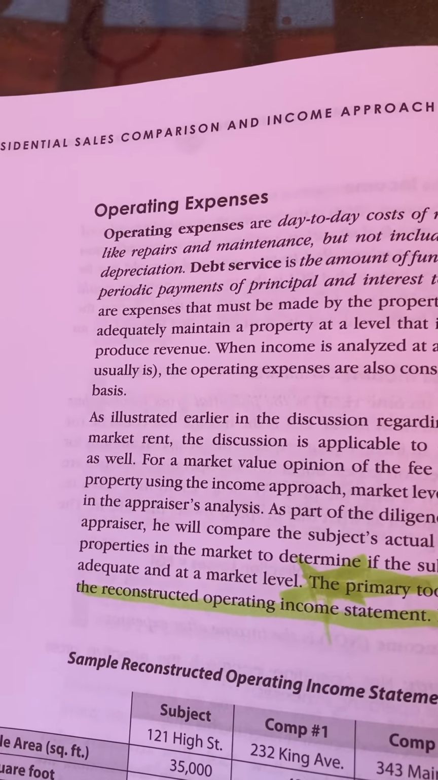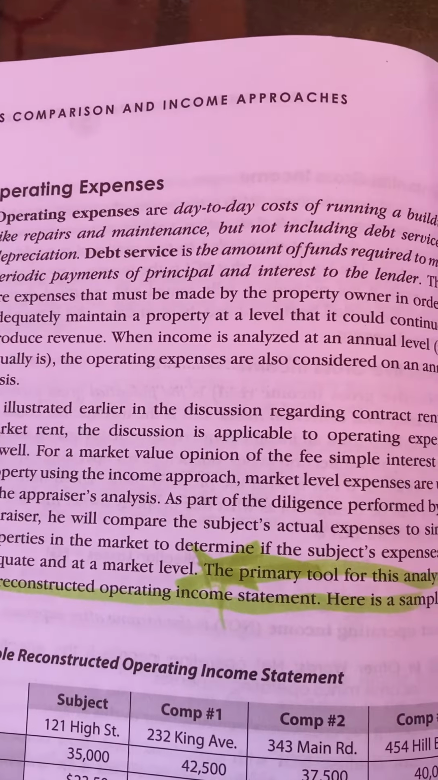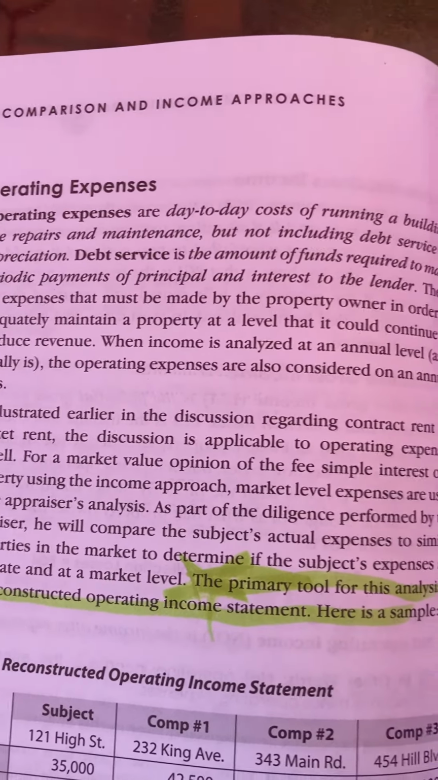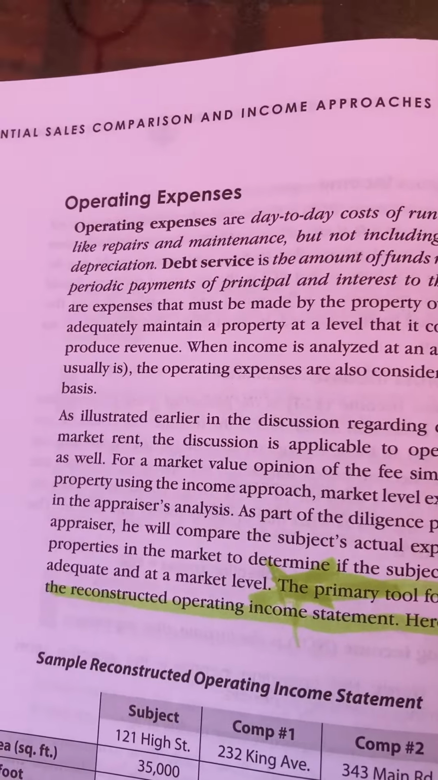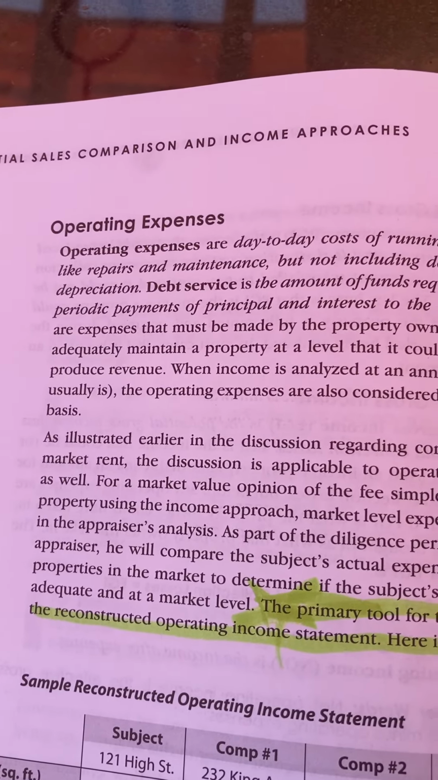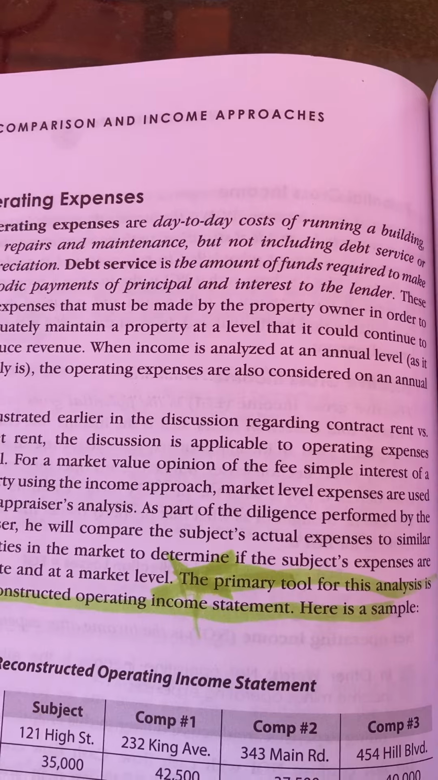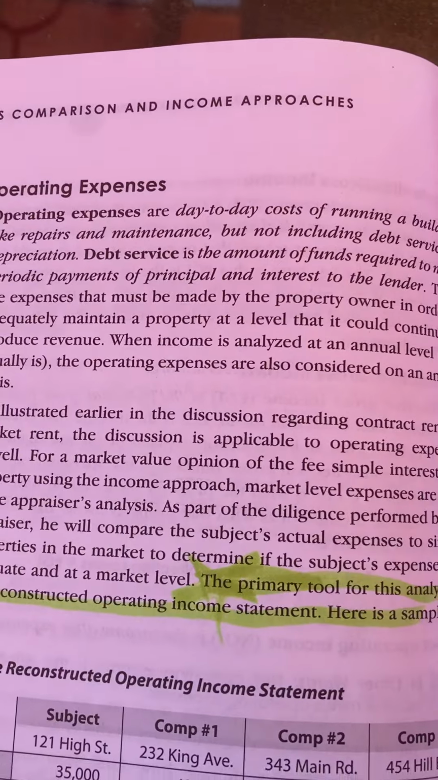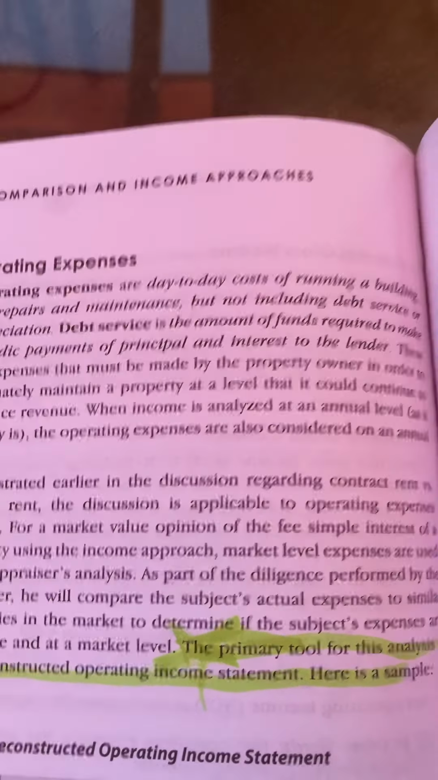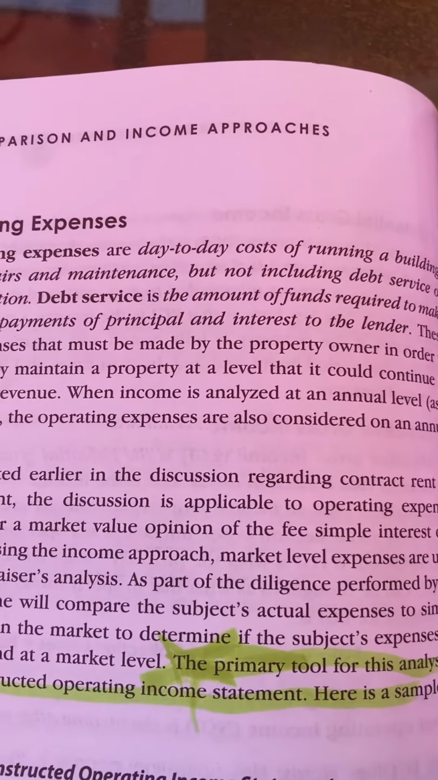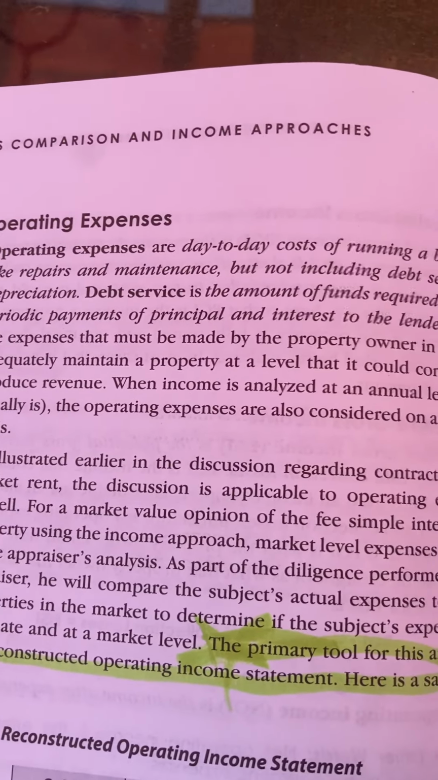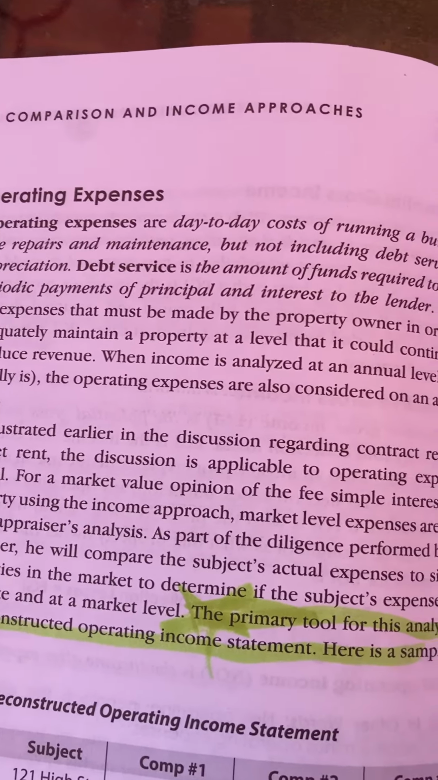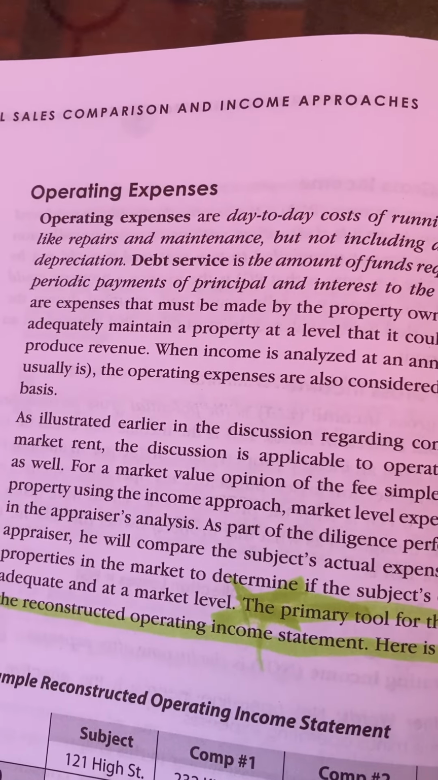Operating expenses. Operating expenses are day-to-day costs of running a building, like repairs and maintenance, but not including debt service or depreciation. Debt service is the amount of funds required to make periodic payments of principal and interest to the lender. These are expenses that must be made by the property owner in order to adequately maintain a property at a level that it could continue to produce revenue.